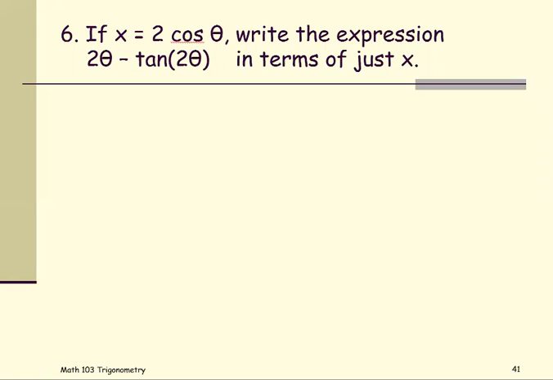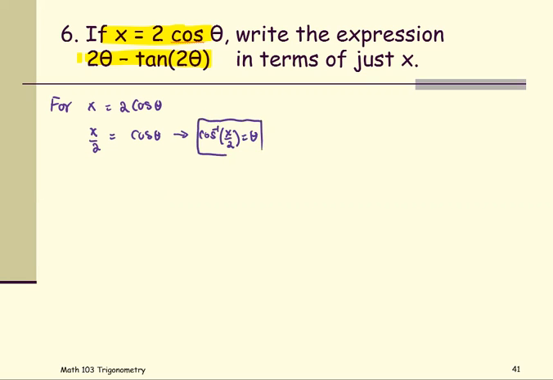In this problem, if x equals 2 times cosine theta, we're going to write the expression 2 theta minus tangent of 2 theta in terms of just x. For x equals 2 times cosine theta, dividing both sides by 2 gives x over 2 equals cosine theta. For cosine theta equals x over 2, we can use the function and its inverse property: the inverse cosine of x over 2 equals theta. Now we have theta in terms of x.